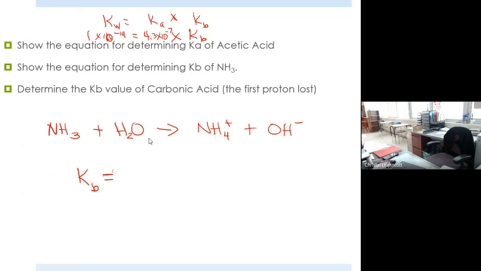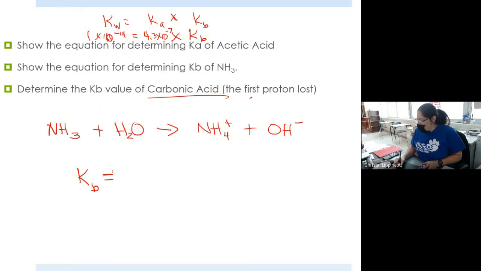I've got my calculator over here, though. Let me get my fancy calculator. All right. So 1 times 10 to the negative 14 divided by 4.3 times 10 to the negative 7. Okay, there we go. So that Kb value should end up being 2.33 times 10 to the minus 8. And there's no units on K values. All right, good. Makes sense?